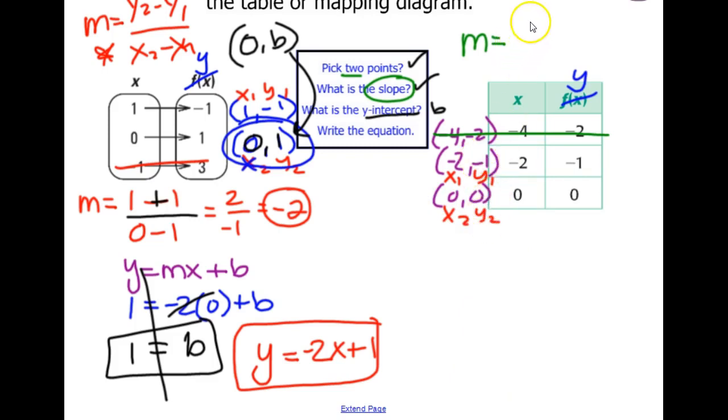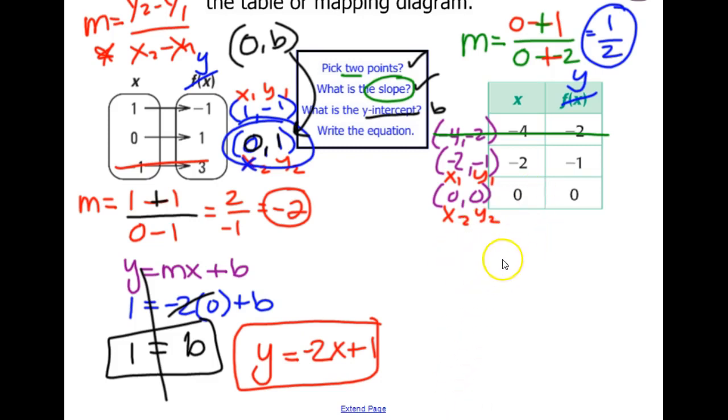So y2 minus y1, we have 0 minus -1. Those two negatives make a positive. And then the bottom, x2 minus x1, 0 minus -2. And again, those make a positive. 0 plus 1 is 1. 0 plus 2 is 2. So our slope is 1/2.